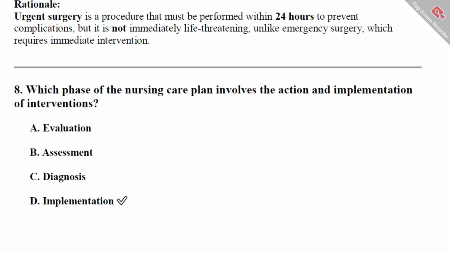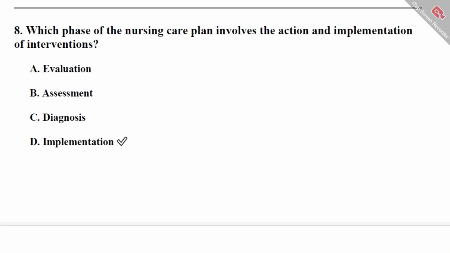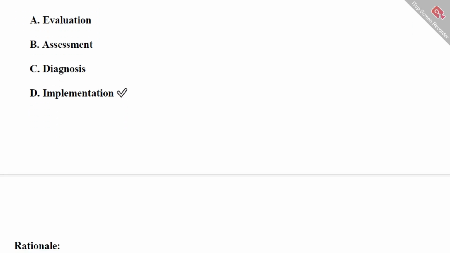Question number 8. Which phase of the nursing care plan involves the action and implementation of interventions? Option A, evaluation; B, assessment; C, diagnosis; and D, implementation. So the correct option is option D, which is implementation.